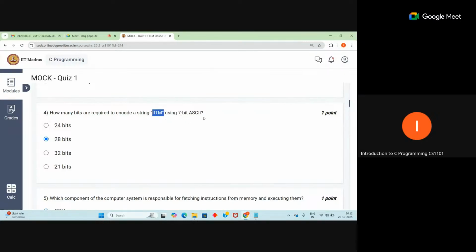So 4 into 7, 28 bits are required to encode this particular string. Ma'am, what does ASCII mean? American Standard Code for Information Interchange.